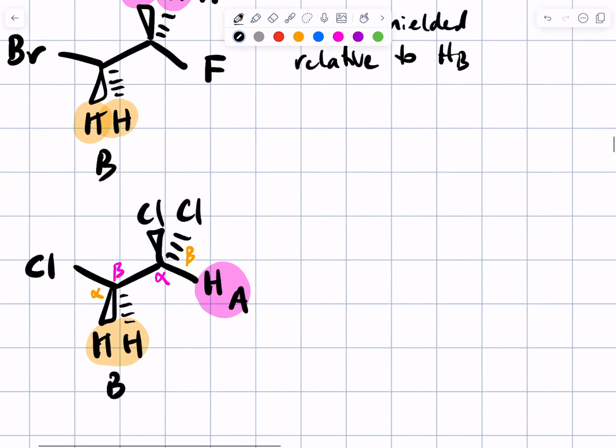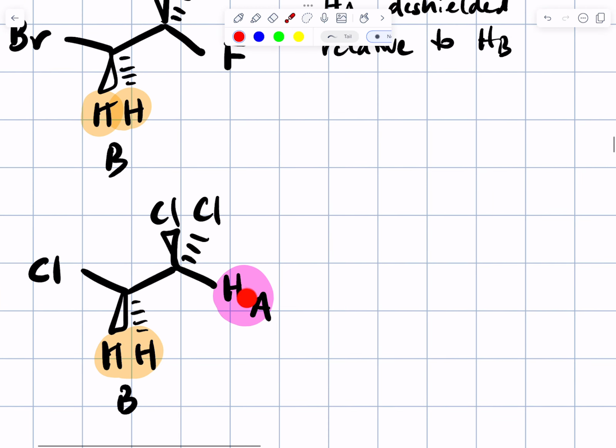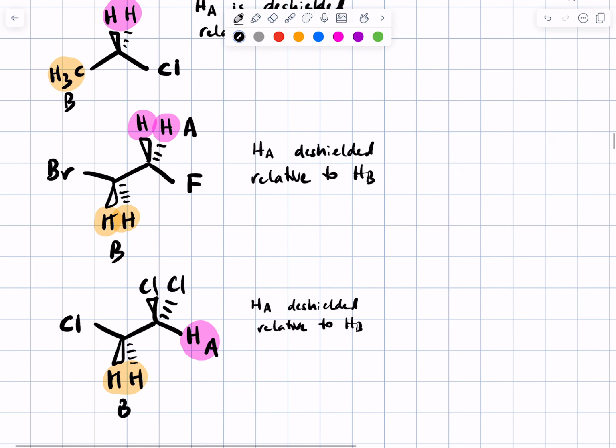Finally, let's look at this molecule where I have HA, which is adjacent to two chloros, two bonds away from chloro. So HA is 1-2 bonds away from these two chlorines, and 1-2-3 bonds away from one chlorine. HB is 1-2 bonds away from one chlorine, and 1-2-3 bonds away from two chlorines. HA is closer to more chlorines than is HB. Therefore, HA is again deshielded relative to HB. Again, tracking mostly with what you would expect based on proximity to electronegative atoms.